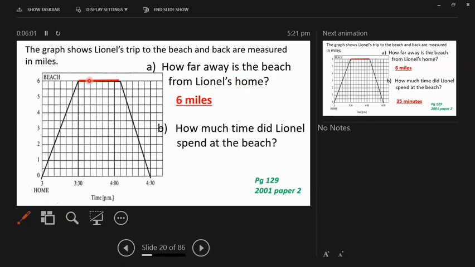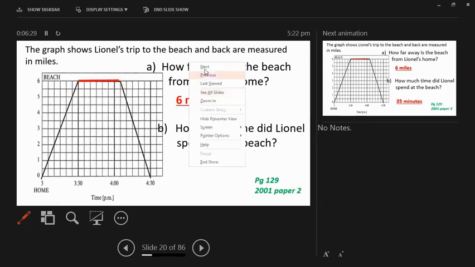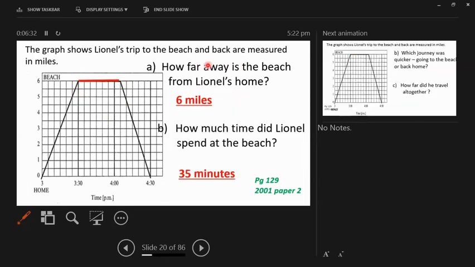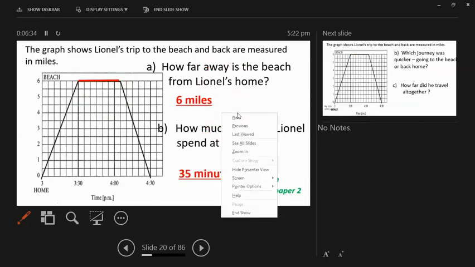So now calculate. Here, we notice the rest period, or this is the time he spent at the beach. So how much time did he spend at the beach? 35 minutes. 5, 10, 15, 20, 25, 30, 35. So you are absolutely correct. Let's keep going. Very good.